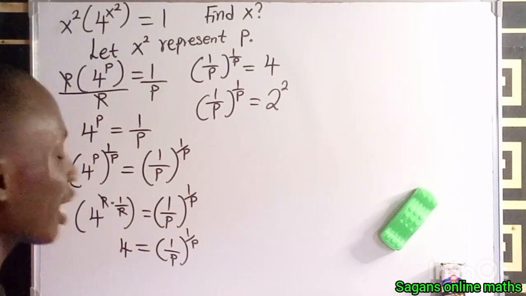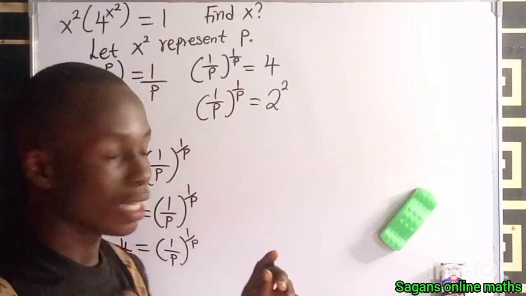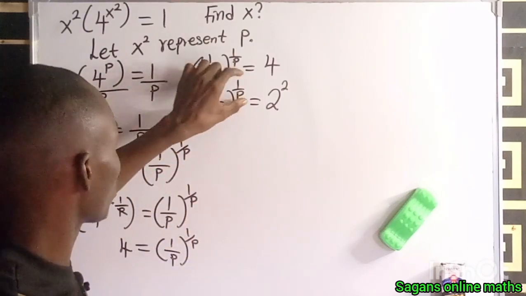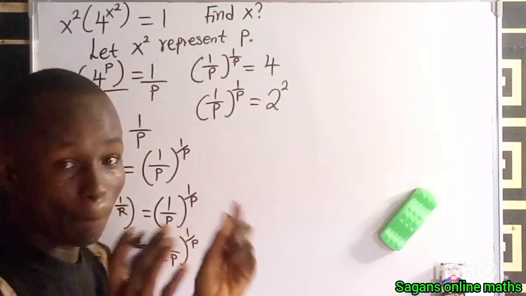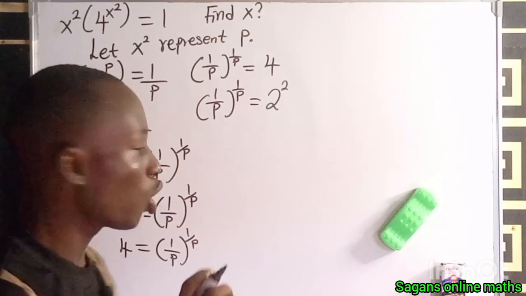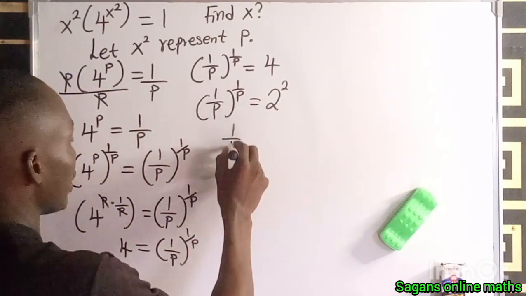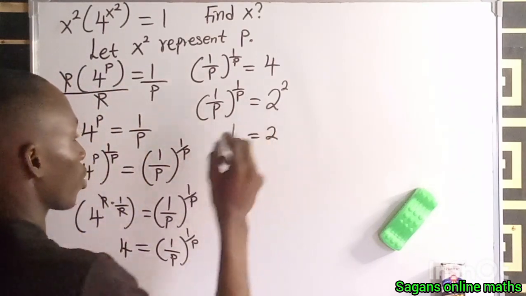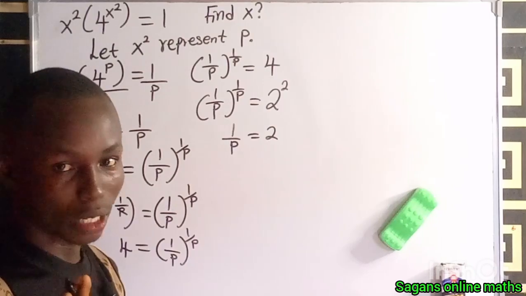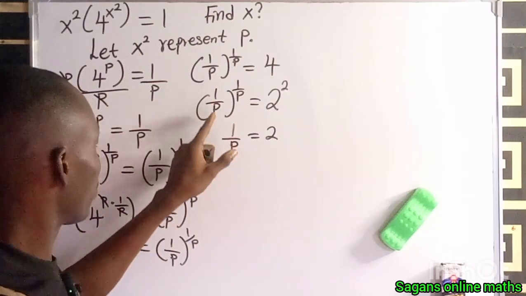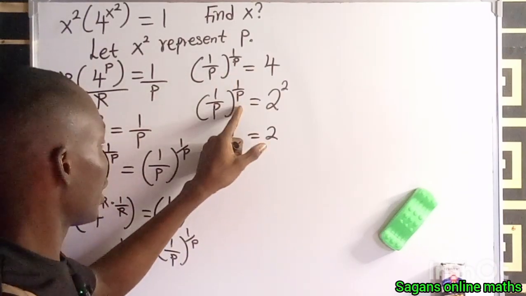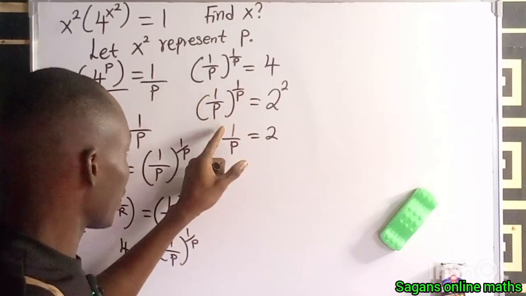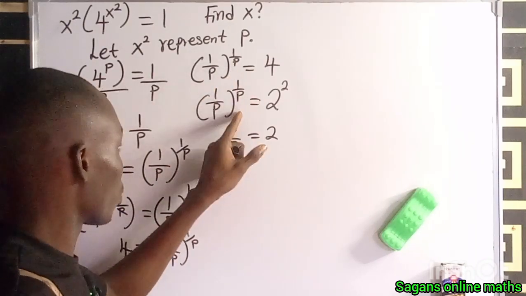2. Now, without wasting a lot of time, we all agree that if this to the power of this equals this to the power of this, by comparing the left-hand side with the right-hand side, we all see that 1 over p is equal to what? 2. Can you agree with me on this? Here is 1 over p. The power here is 1 over p. 1 over p is the same as the power here.